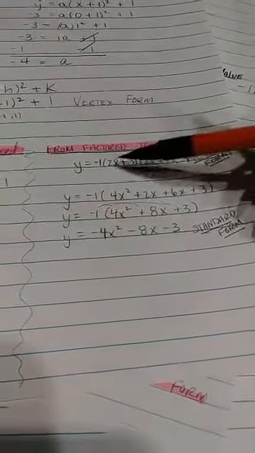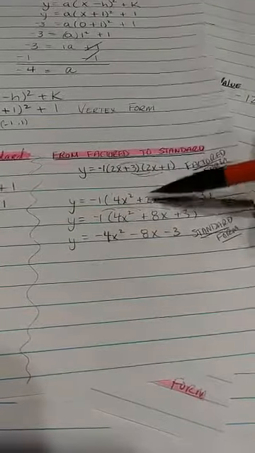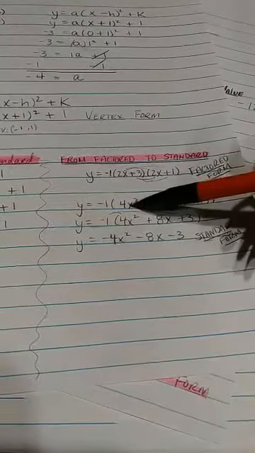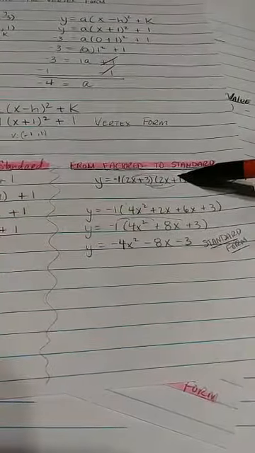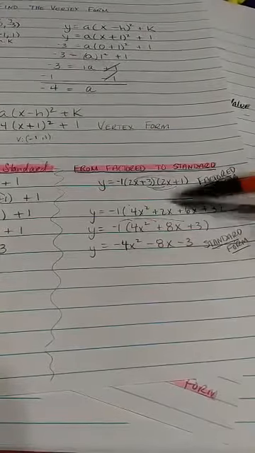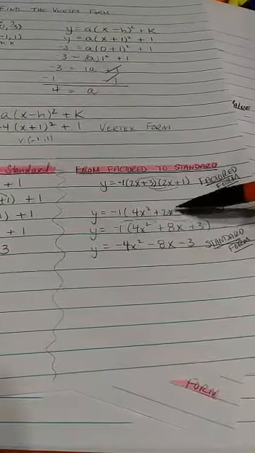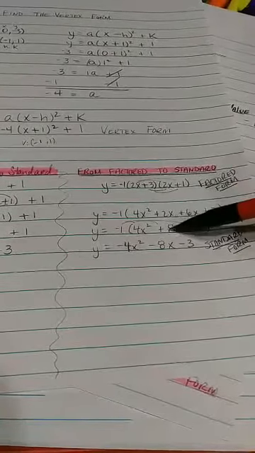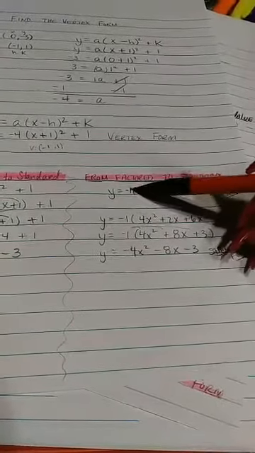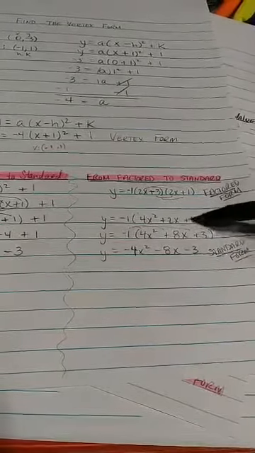Okay. 2x times 2x gives me 4x squared. 2x times 1 gives me 2x. You see what I did? 2x times 2x gives me 4x squared. 2x times 1 gives me 2x. 3 times 2x gives me 6x. And then 3 times 1 gives me 3. 6 plus 2 is 8. Then 3 is here, 4x squared, bring that down. I also had to bring down my GCF, that negative 1, and now I get to multiply everything by negative 1 after I combine my like terms.